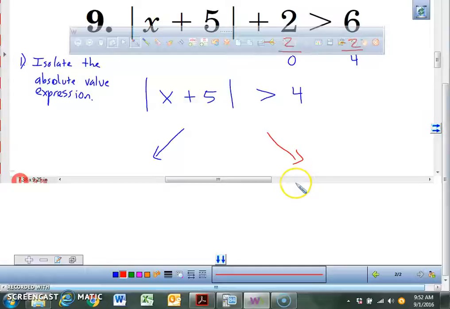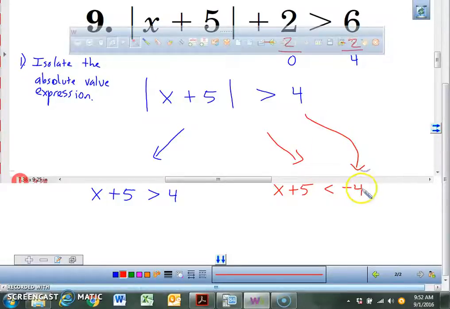Once you've done that, now you can separate it into two inequalities. One's going to be evaluating a positive 4, one's going to be evaluating a negative 4. The easiest one to write is x plus 5 is greater than 4. The trickier one is x plus 5 is less than negative 4. Remember, when you change it to a negative, the sign changes.